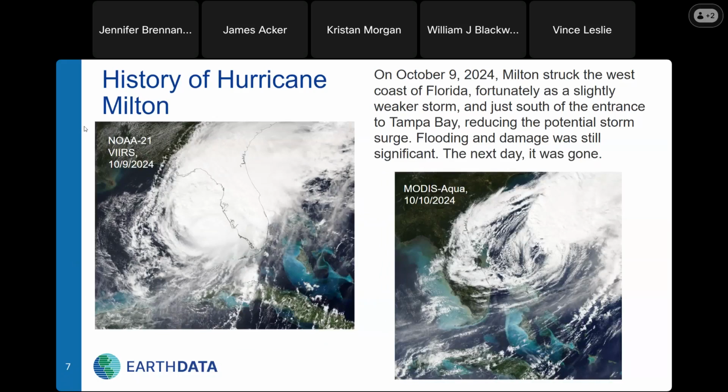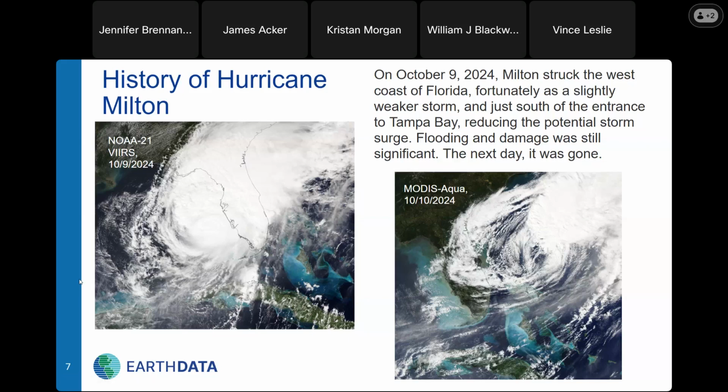Then it accelerated, moving across the Gulf, fortunately losing a little bit of intensity, and then it made landfall. It was a very fortunate landfall for this powerful storm, because it came in just south of the mouth of Tampa Bay. Had it come in at the mouth or a little bit north, the storm surge in the bay would have been much larger and more destructive. So that was fortunate, and it also lost a little bit of intensity. It went from a category 5 at peak strength down to a category 3 at landfall. It went straight across the peninsula, spinning off tornadoes, and it was gone the following day on the 10th.